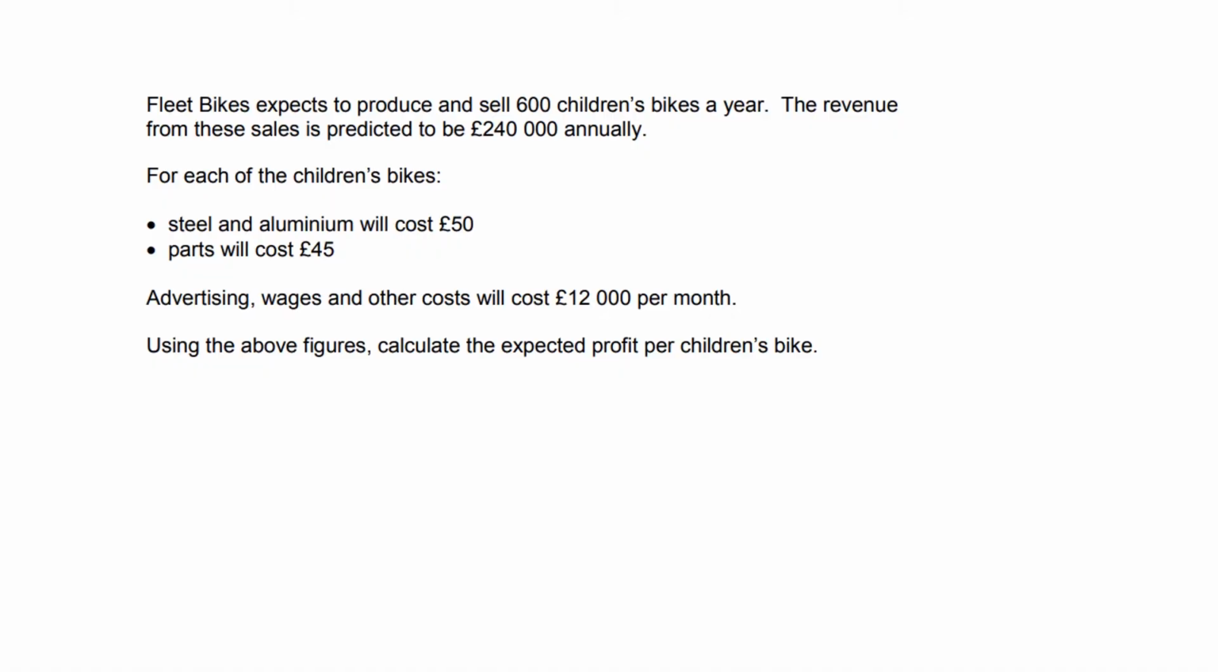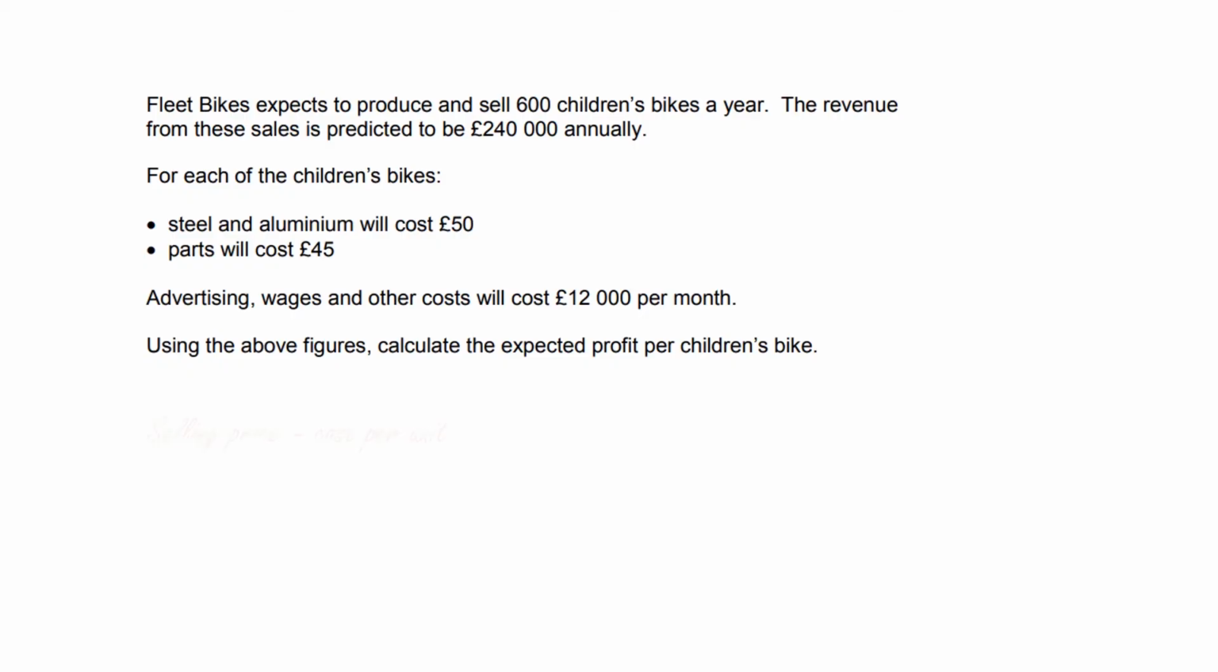Now there is more than one way that you could calculate this question, so just bear that in mind. I will show you one way. Fleet Bikes expects to produce and sell 600 children's bikes a year. The revenue from these sales is predicted to be £240,000 annually. For each of the children's bikes, steel and aluminium will cost £50, parts will cost £45. Advertising, wages and other costs will cost around £12,000 per month. Using the above figures, calculate the expected profit per children's bike. So we're calculating the expected profit for each individual children's bike.